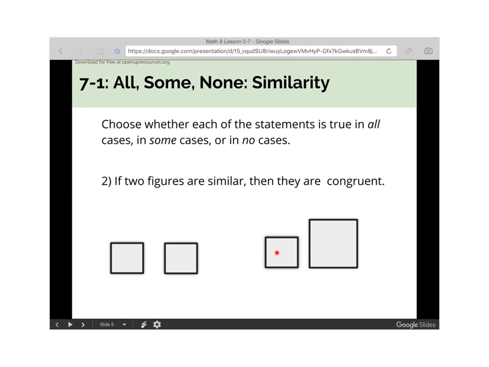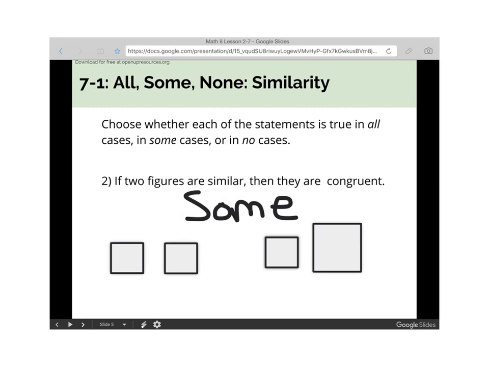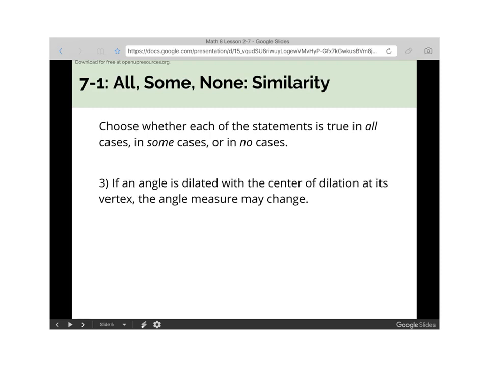But what about these two similar shapes? We've taken the small rectangle and dilated it with the scale factor of around 2 to make it twice as big. So these are similar, but we can clearly tell that they are not exactly the same size. So they are not congruent. So in this case, this statement is true in some cases because sometimes similar shapes can be congruent, but not always.